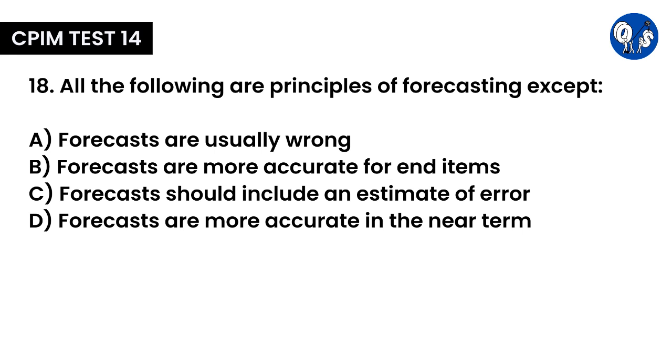Question number 18. All the following are principles of forecasting except A. Forecasts are usually wrong. B. Forecasts are more accurate for end items. C. Forecasts should include an estimate of error. D. Forecasts are more accurate in the near term. Here the correct answer is B. Forecasts are more accurate for product families or groups. The reason is that aggregate numbers tend to be more accurate than detailed numbers. So although the sales forecast error may be very small in a company, predicting the shipments of an end item will have more errors associated with it.